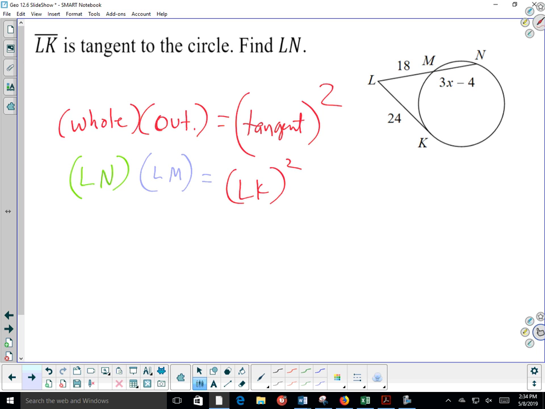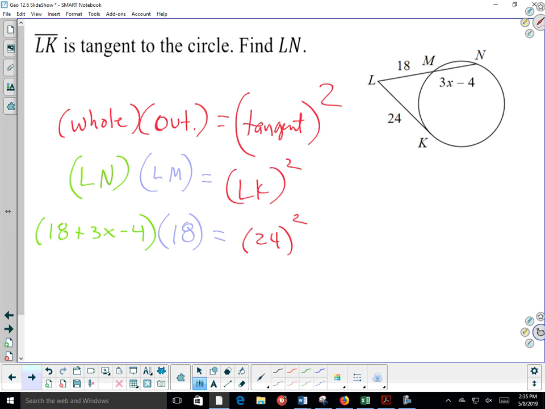You're filling in expressions or numbers for us, Nathan? For LN, we can do 18 plus 3x minus 4. Do people agree with that? Yeah. All right, and then what's your length for LM? Just 18. Equals, what's your length for LK? 24, and that has to be squared. Everybody okay with this?